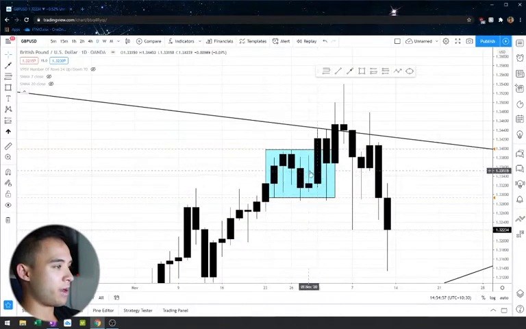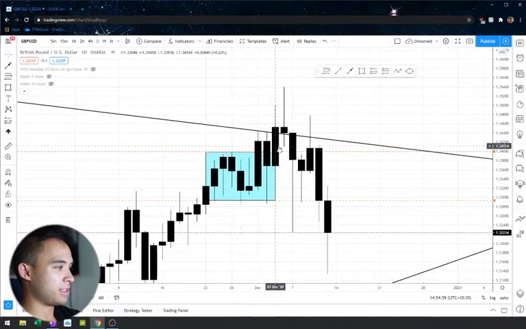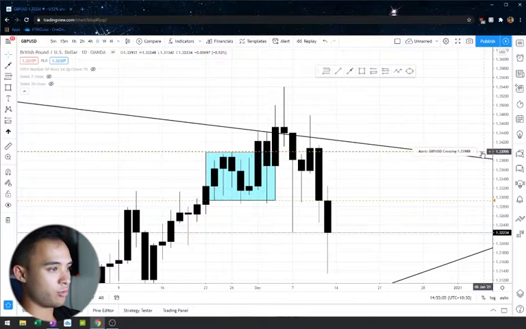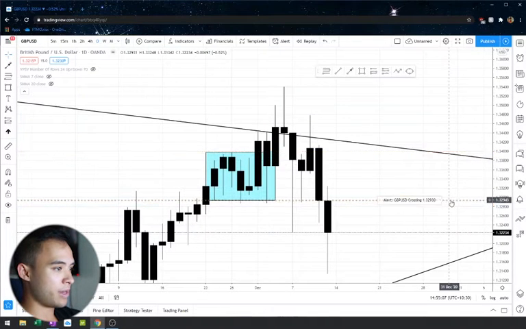Because price is stuck in a range and I'm not too interested in what happens until it breaks out. So then I'd put them there. If you see those lines with little arrows pointing towards them, those are my alerts.